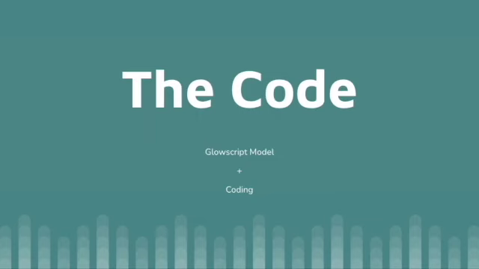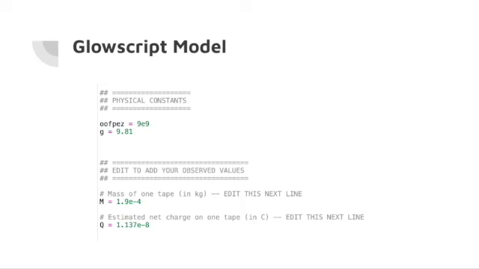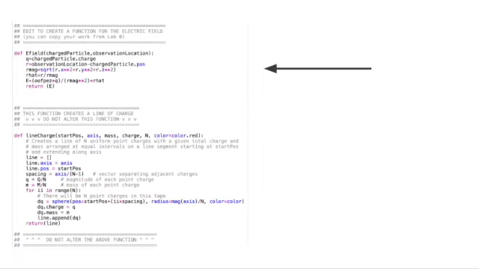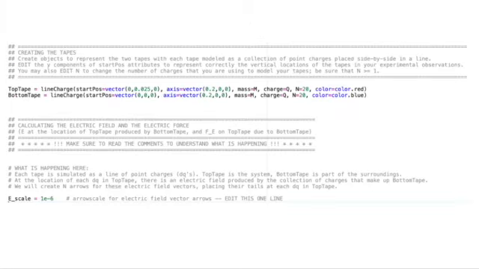We'll now look at the code in our GlowScript model. First, we'll look at the physical constants. Phys is 1 over 4 pi epsilon naught, which is equal to 9 times 10 to the 9th. Gravity is 9.81 meters per second squared, and we also have our mass and our estimated charge on the tape. Here we defined a function to create an electric field, and here we defined a function to create a line of charge.